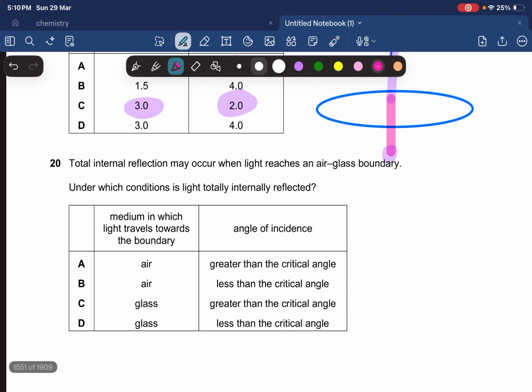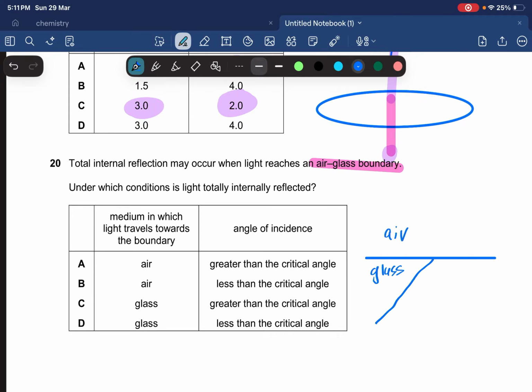The total internal reflection may occur when light reaches an air glass boundary. Yeah, that's correct. Under which condition is light totally internally reflected? Medium in which light travels towards the boundary. So you know the total internal reflection occurs when this is your glass and this is your air, and the light is moving from a more dense medium like glass towards air, and if this angle is greater than the critical angle, it's going to move back. So the medium in which the light travels towards is going to be glass. Angle of incidence should be greater than the critical angle. Only then it causes total internal reflection.